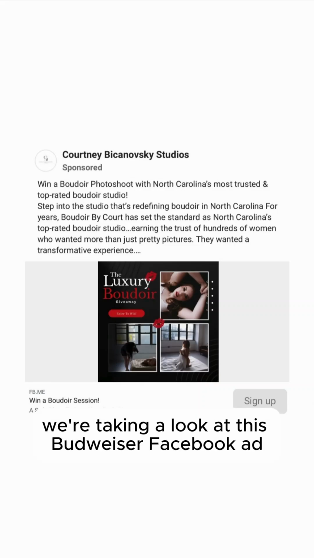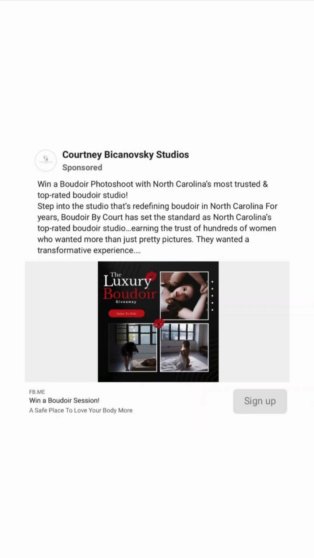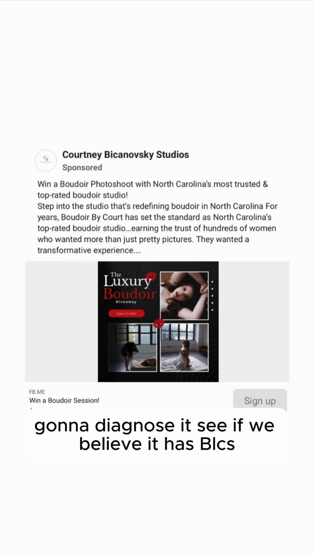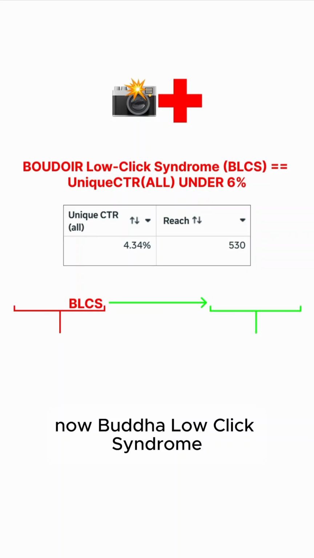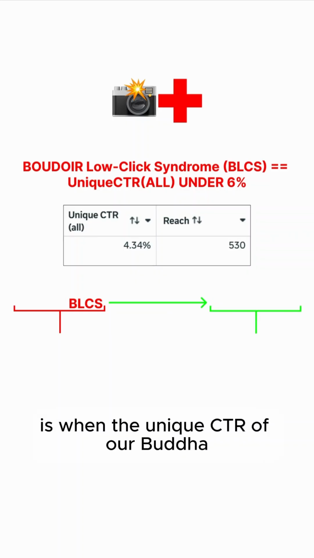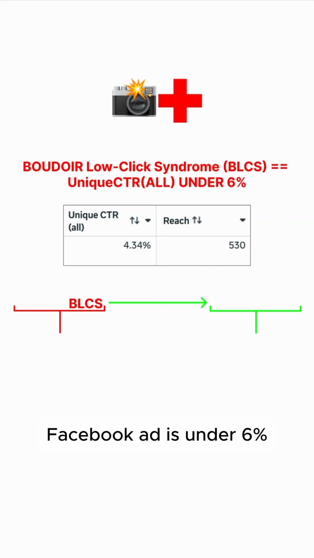All right, y'all, we're taking a look at this boudoir Facebook ad. Gonna diagnose it, see if we believe it has BLCS, aka boudoir low click syndrome. Now, boudoir low click syndrome is when the unique CTR of our boudoir Facebook ad is under 6%.